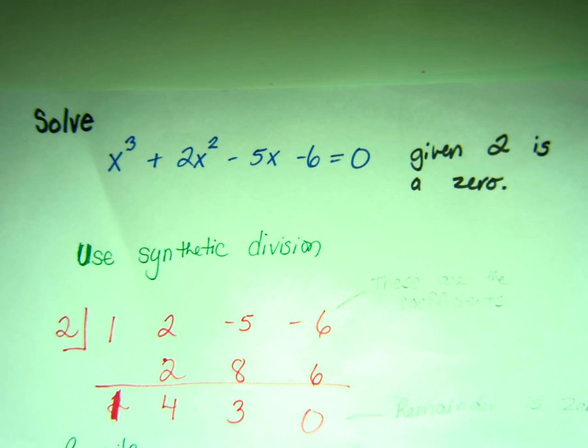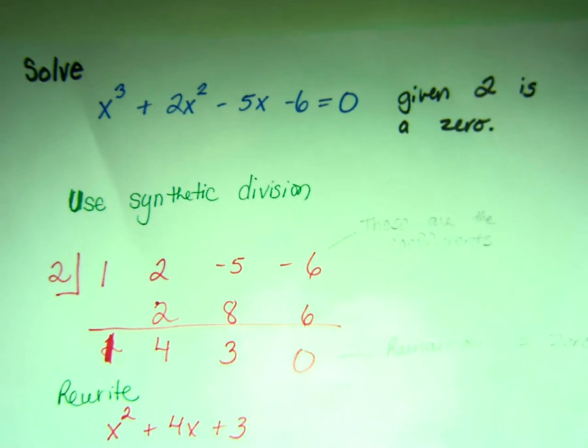Following the steps of synthetic division, bring down that 1, and 2 times 1 is 2. 2 plus 2 is 4. 2 times 4 is 8. -5 plus 8 is 3. And 2 times 3 is 6. So -6 plus 6, you have a remainder of 0.